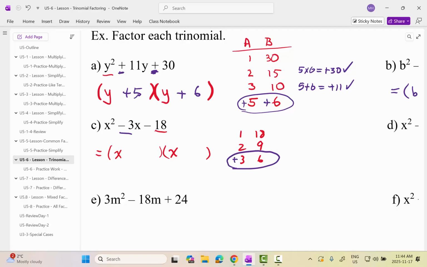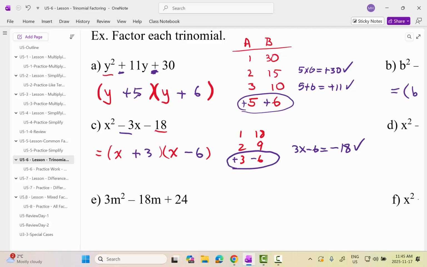Positive 3 and negative 6. Very good. So that means this has to be positive 3 and negative 6. Now let's check. I'm just going to double check that that works, okay? So 3 times negative 6 gives me what? Negative 18, and that's what I wanted. I wanted a negative 18, okay?